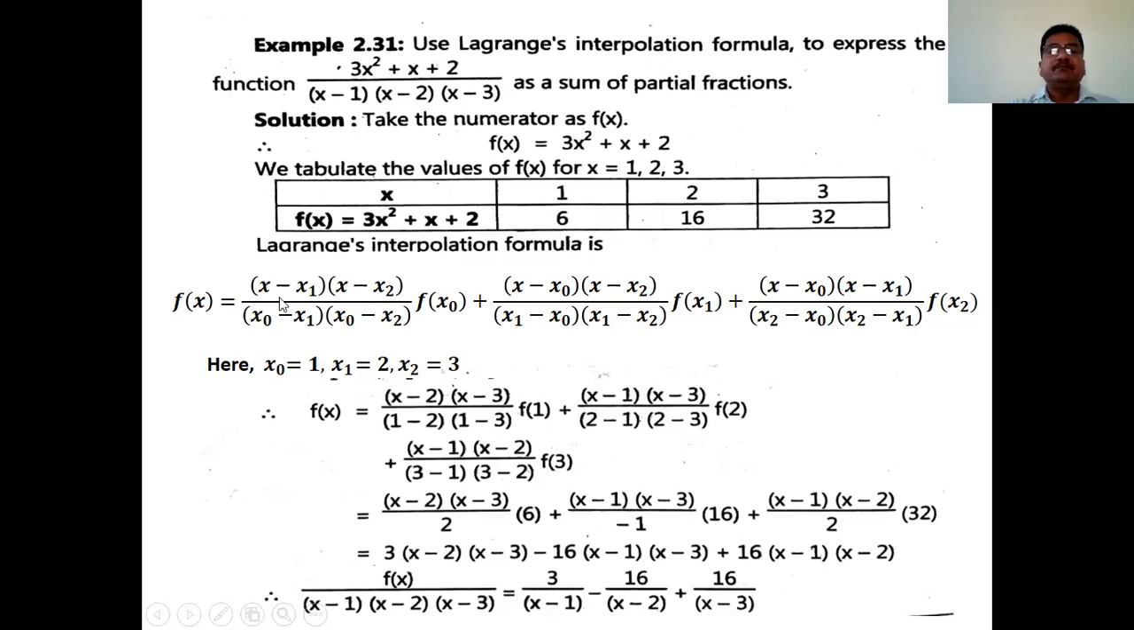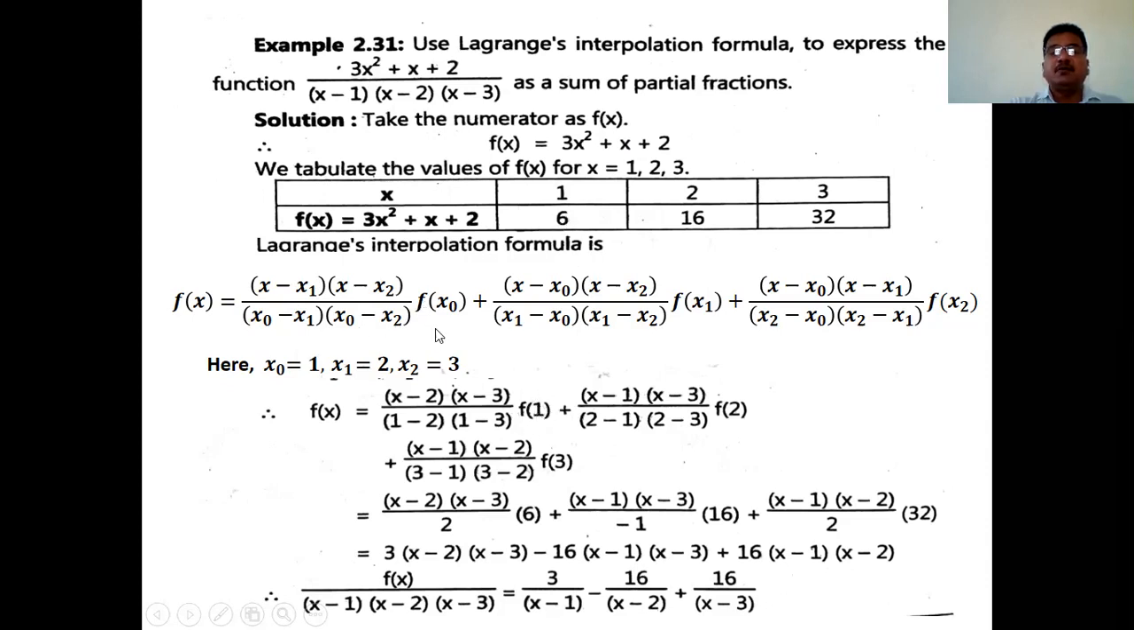What is the first term? In this term, the numerator does not contain x minus x0. It starts from x minus x1, x minus x2, then x0 minus x1, x0 minus x2, into f of x0. There is no x minus x0 term here. And x0 is 1, x1 is 2, and x2 is 3. And what is x? In this problem, x is x, so don't write x as a number. Substitute all the values, and f of 1 is 6.